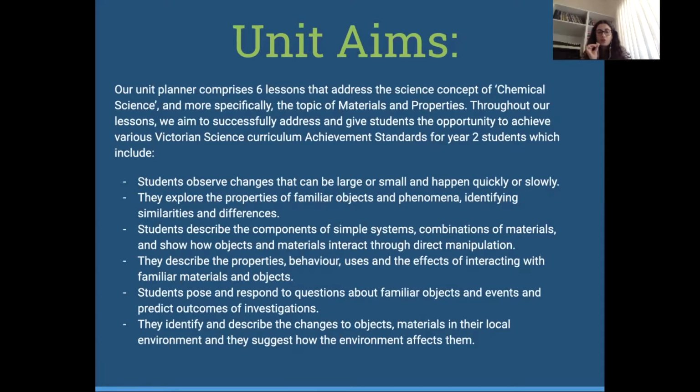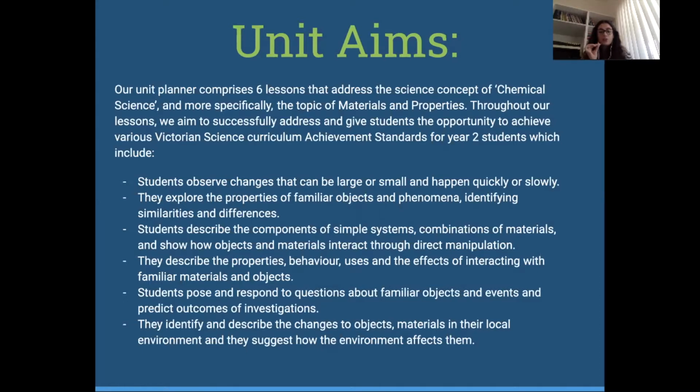For Year 2 students, these include: students observe changes that can be large or small and happen quickly or slowly. They explore the properties of familiar objects and phenomena, identifying similarities and differences. Students describe the components of simple systems, combinations of materials, and show how objects and materials interact through direct manipulation. They describe the properties, behaviour, uses, and the effects of interacting with familiar materials and objects.